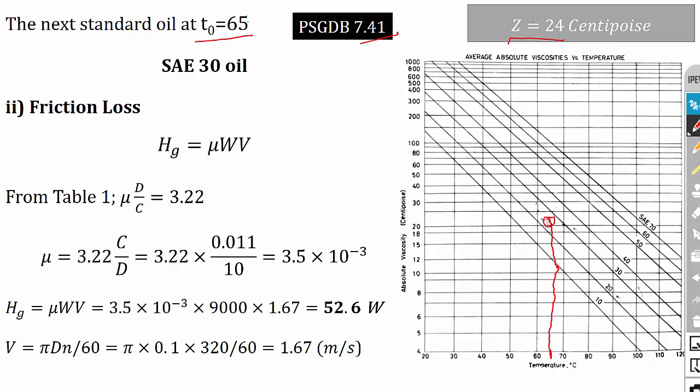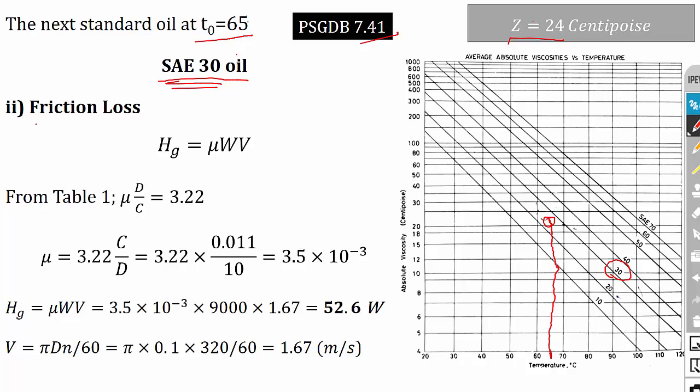The next standard oil is SAE 30. So the selected lubricating oil for this purpose is SAE 30 oil. This is how we have to select the lubricating oil. The first step is very important, that is the calculation of the Sommerfeld number. After calculating the Sommerfeld number, you can use the Z value to select the lubricating oil.